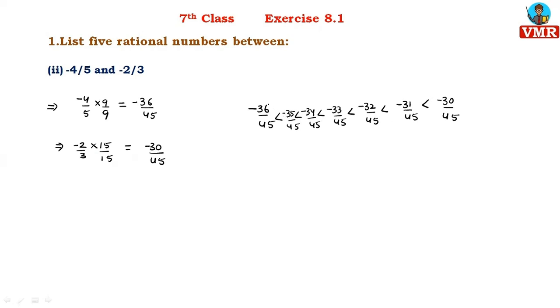So from this we can say that the 5 rational numbers in between minus 4 by 5 and minus 2 by 3 are minus 35 by 45, minus 34 by 45, and so on. So these are the 5 rational numbers in between minus 4 by 5 and minus 2 by 3. Here it is very difficult to write the 5 rational numbers in between these two numbers directly. That's why we have to do some modification to make the denominators the same, then write the rational numbers.